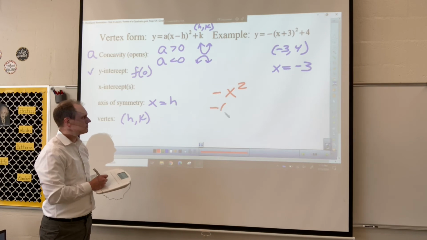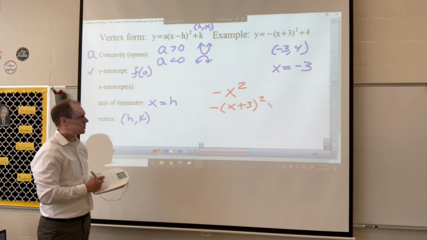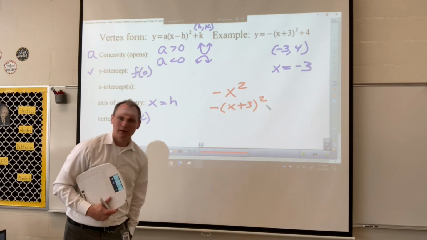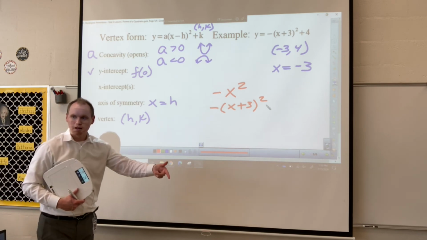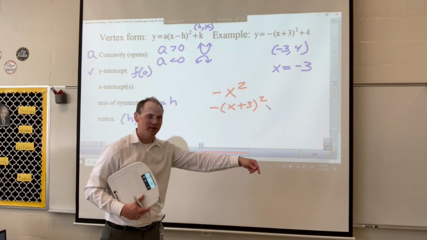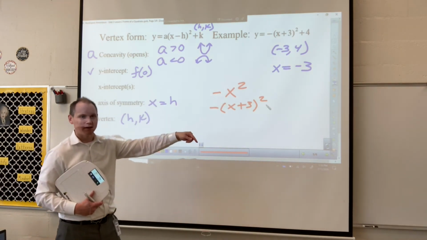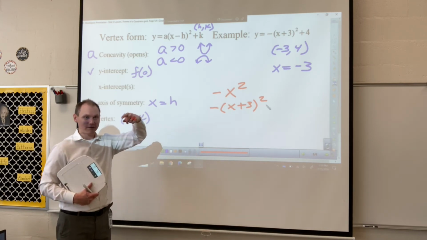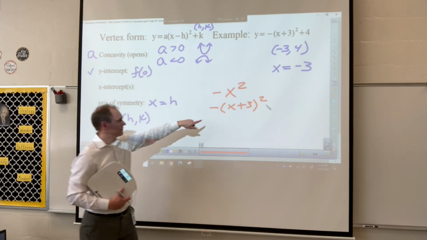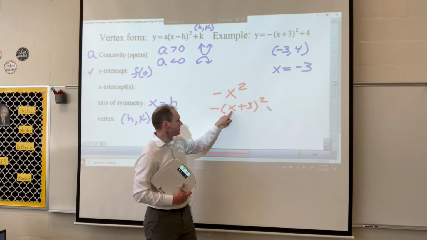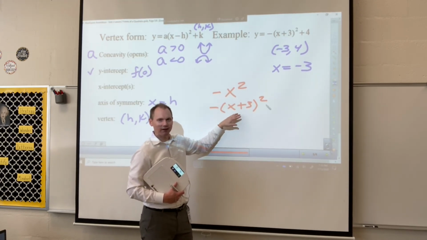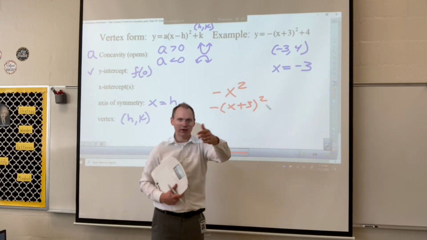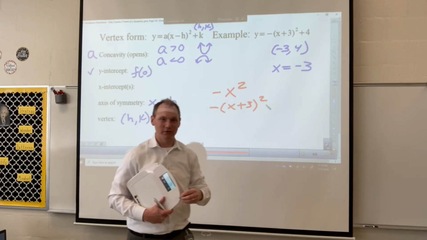So what if we change it to negative (x plus 3) squared? Same question. What value could we substitute in that would maximize the output? 0? Yeah, 0, -3. 0 here or 0 here? 0 for the difference. 0 for the entire thing? What are you going to say? 0 for the entire thing?